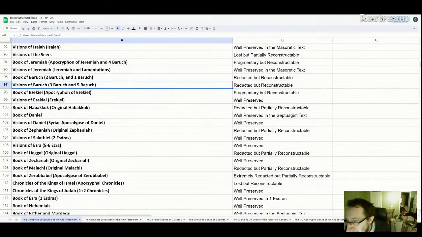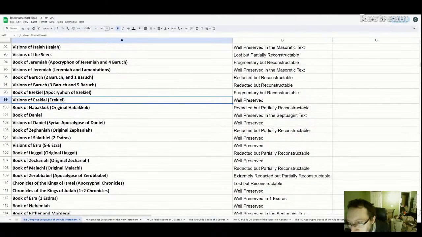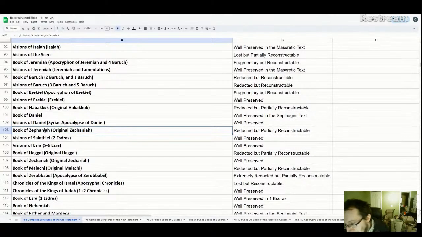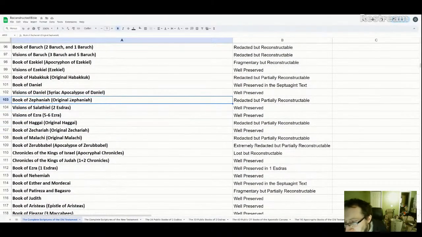Apocryphon of Ezekiel, regular Ezekiel. And then again, there was a longer form of Habakkuk, I believe. Got Daniel, then there's the Syriac Apocalypse of Daniel. A longer form of Zephaniah, which included the Apocalypse of Zephaniah. Here we have Second Esdras. I call that Visions of Salathiel, not Book of Ezra, but Salathiel or Shealtiel.